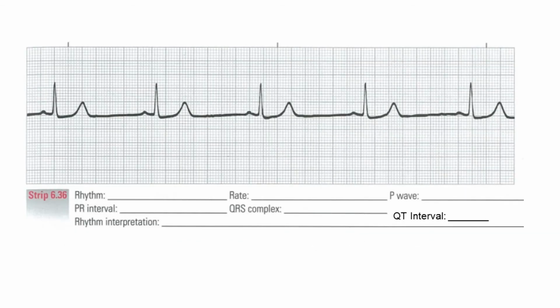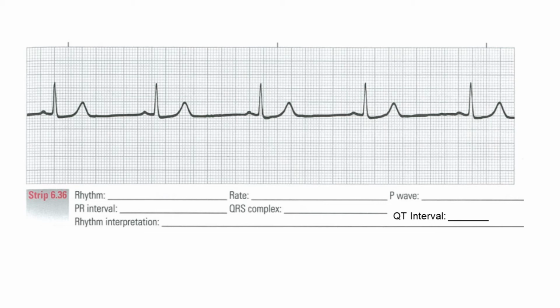In 6.36, this rhythm is considered regular. The heart rate is actually 41. If you were to do a 6-second strip, you only count between the 6 seconds, whoops, that was a little bit off. So you have 4 complexes, so your heart rate's about 40. Your P waves, you do have P waves. They are all upright. They all look the same. That means that it came from the SA node.